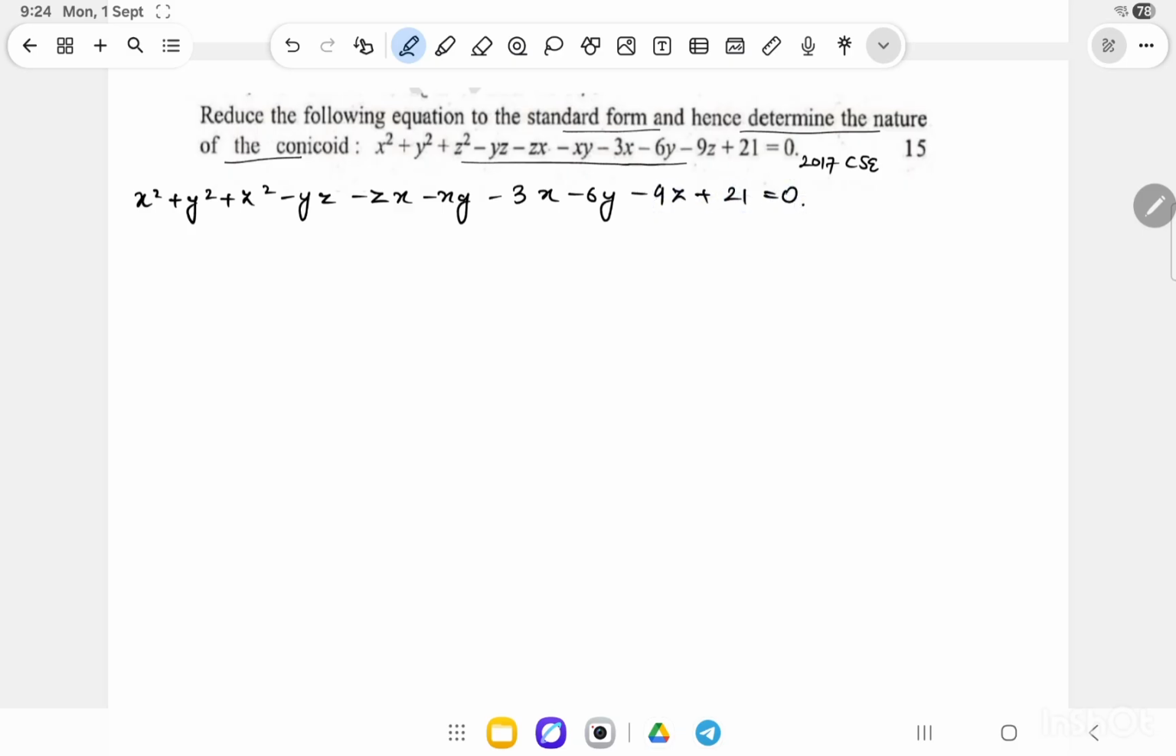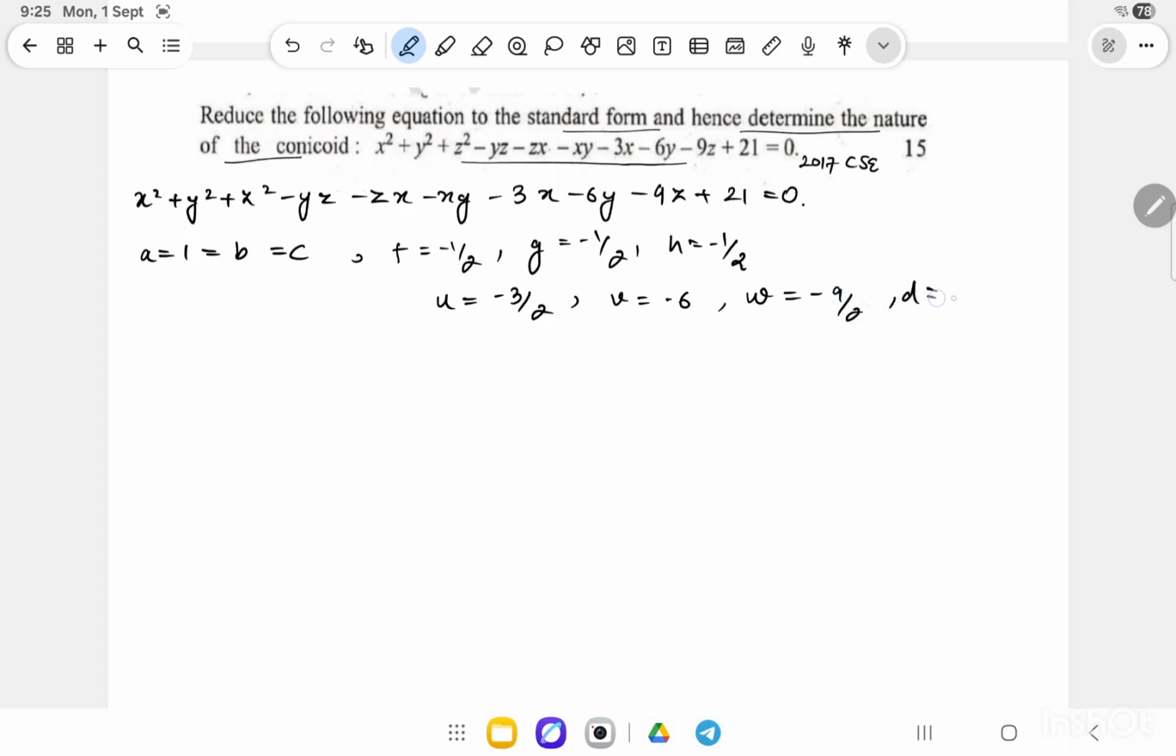If I compare it with the general equation, I'll get a equals 1, b and c are also 1, and f is minus 1 by 2, g is also minus 1 by 2, and h is also minus 1 by 2. Likewise, u is minus 3 by 2, v is minus 6, w is minus 9 by 2, and the constant term d is 21.